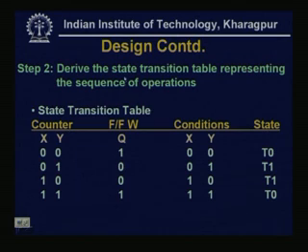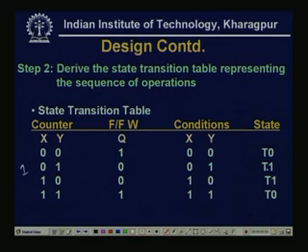Now, the second step is to derive the state transition table representing the sequence of operations. In the state transition table, we see the counter, then the W flip flop, the conditions, and then what will be the state. So, if it is 0 0, the flip flop value is 1, conditions to be checked is 0 0 and state is T0. If it is 0 1, then it will be in T1 state. If it is 2, then it will be in T1 state. Just now we have seen.